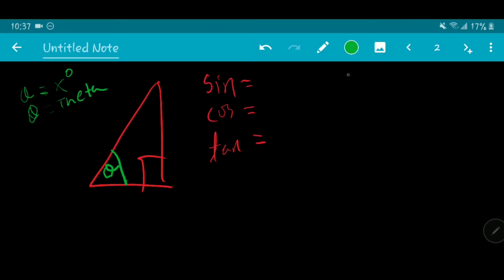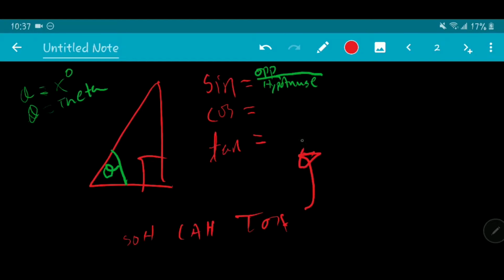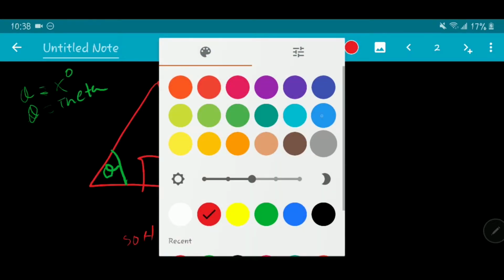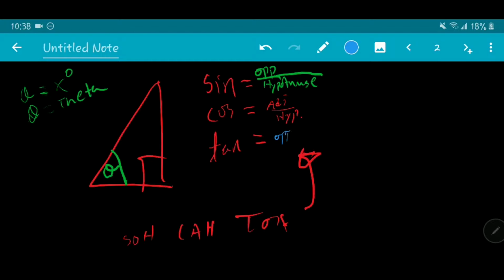So sine tells us the opposite over the hypotenuse. I'll explain everything in detail in a bit. Cosine is, let's go ahead and write it out actually. So this is an acronym used for all of that. So adjacent over hypotenuse, and then tangent is opposite over adjacent.